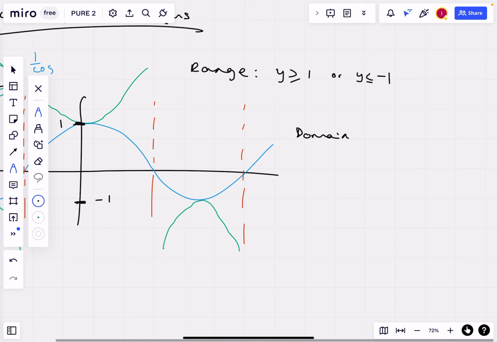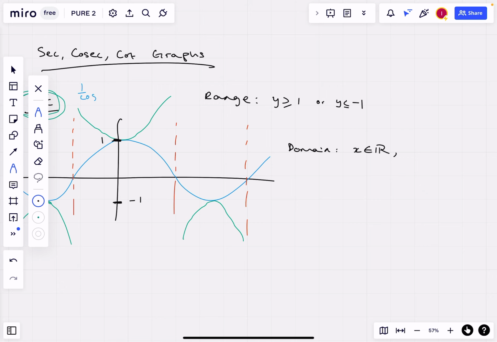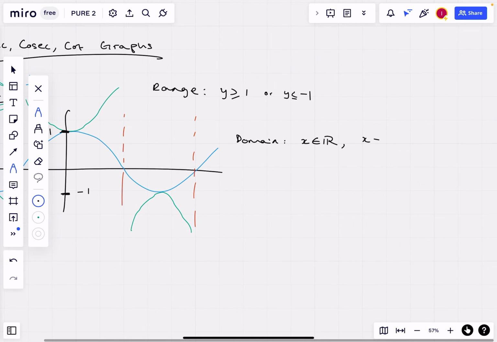Domain is x can be any real number, however, it can't be those red lines. So it can't be 90 or 270 or 450, and so on. Okay? Nice and easy. So, cosec, same thing.